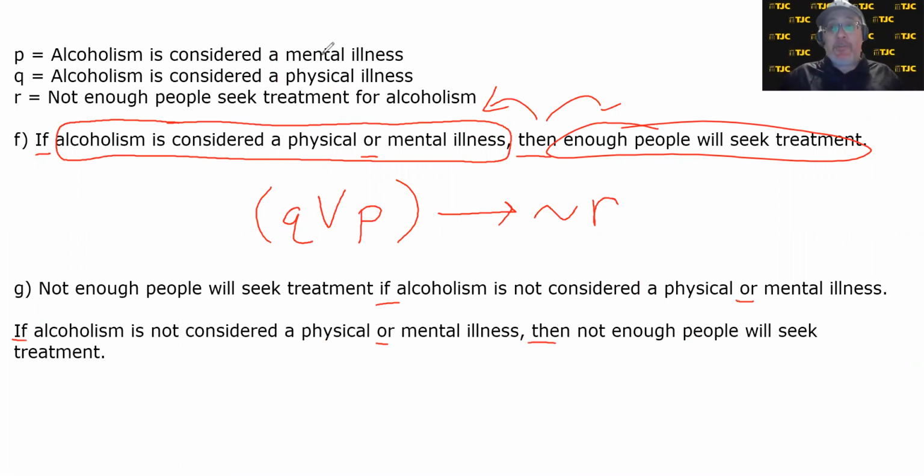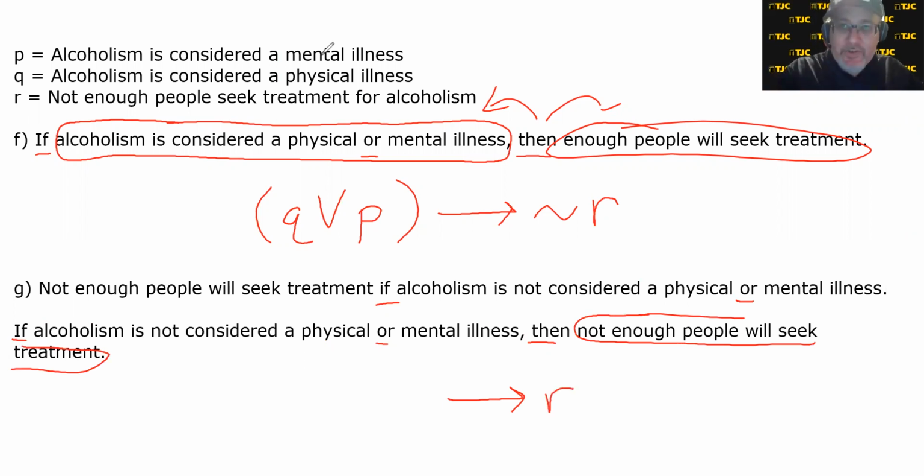There should be a comma. The primary connective follows it. There's a comma, and what follows it is the word then once we put it in there. This is just like the previous one. It's going to be an arrow. Let's go ahead and take care of the second part. Not enough people will seek treatment. That's easy. That is exactly statement R. Nothing to worry about there.